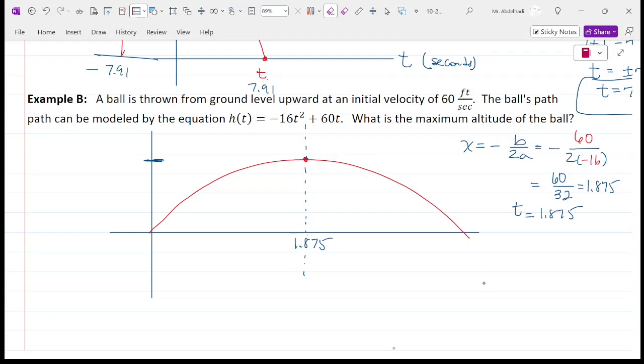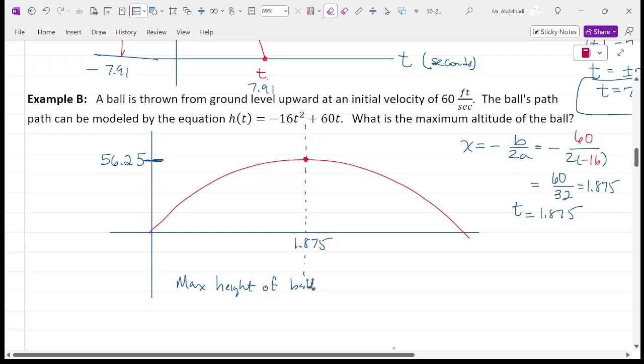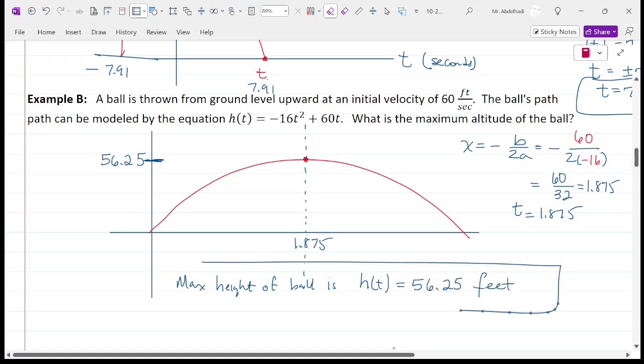Okay, so somebody plug in 1.875 into negative 16t squared plus 60t. And what do we get? 56.25. Anybody get that? Yeah, that should be it. Okay, so the max height of the ball is h of t equals 56.25 feet. Okay, there you go.